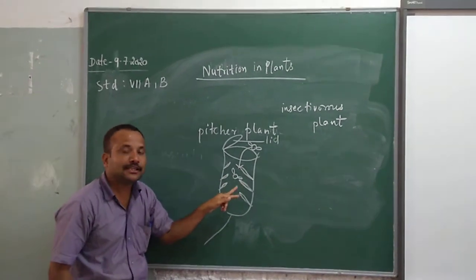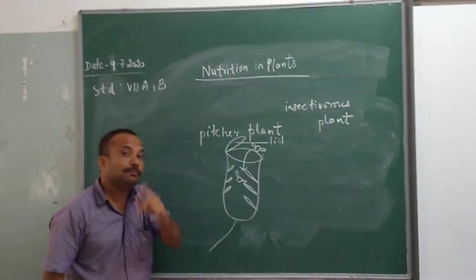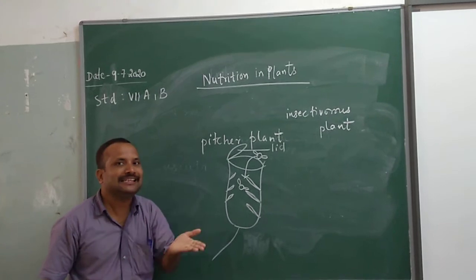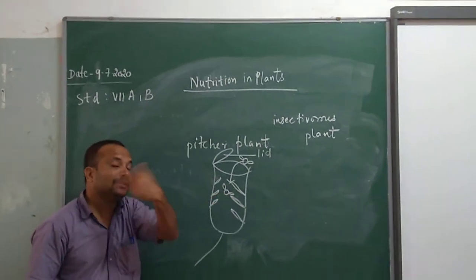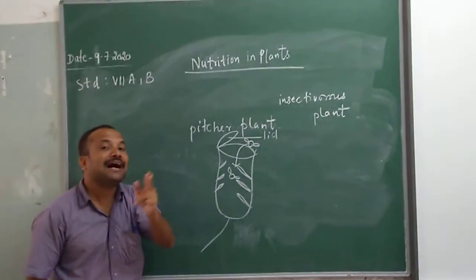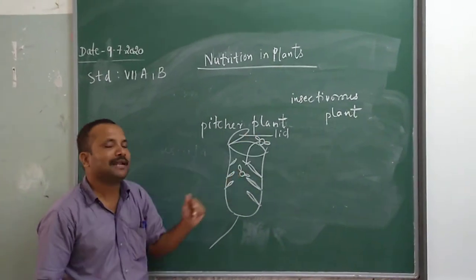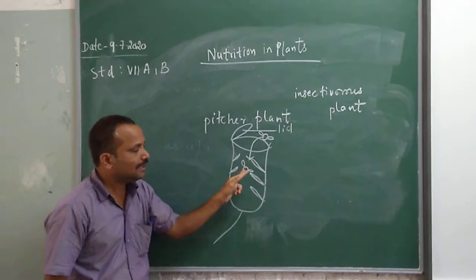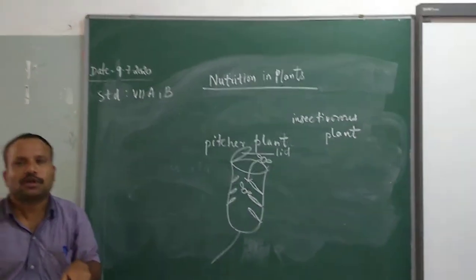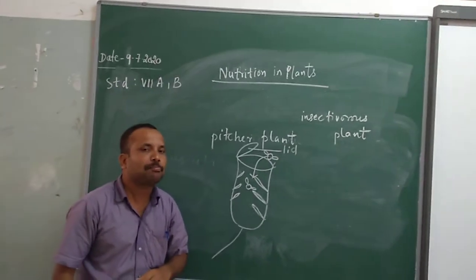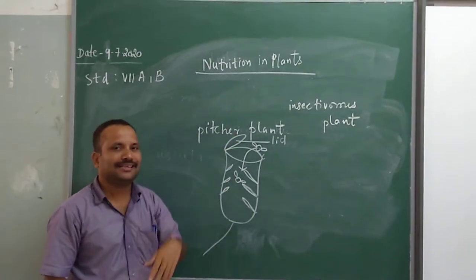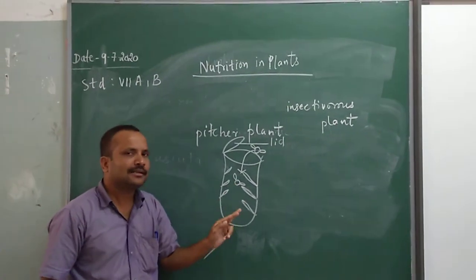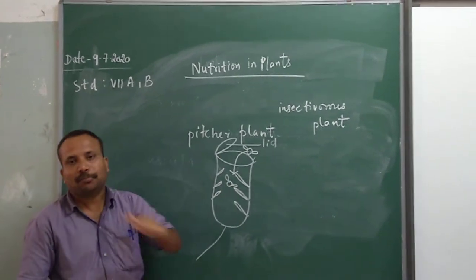These finger-like projections secrete juice. Because of that juice, the insect will die, and the nutrients present in the insect are absorbed by the pitcher plant, and the plant can grow with the help of the nutrients it got from the insect. This type of plant is called an insectivorous plant. Example, pitcher plant, an insect-eating plant.